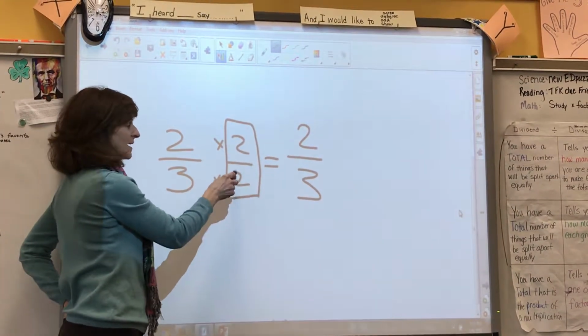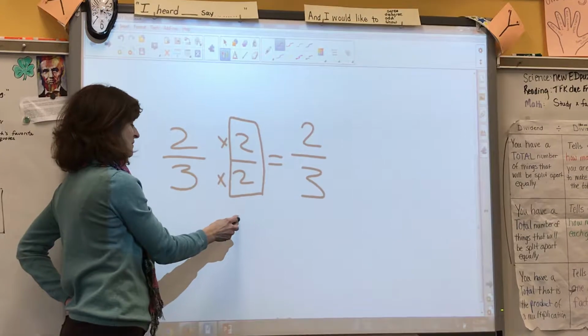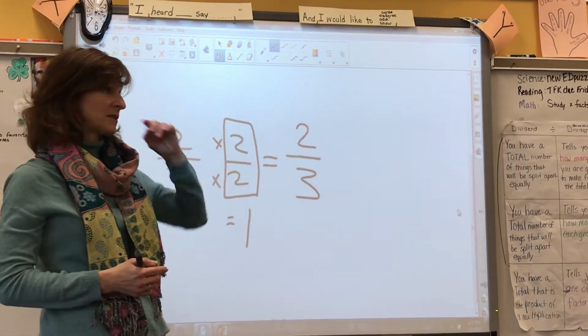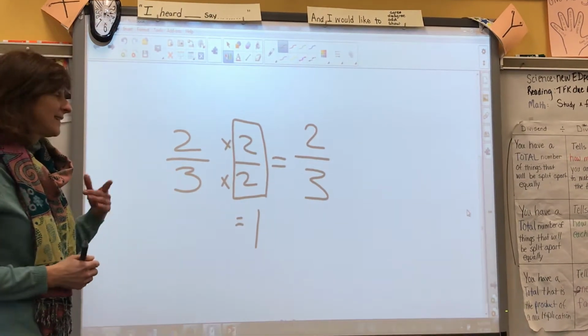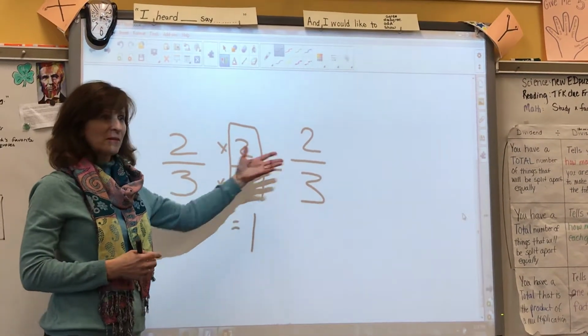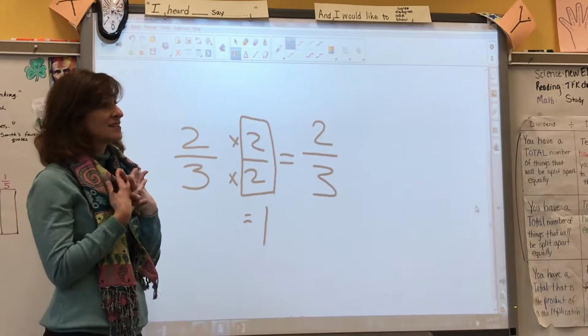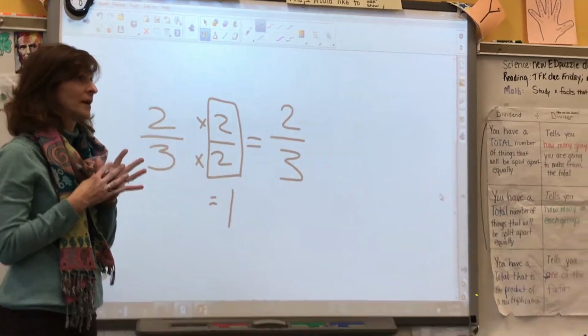They are multiplying times a fraction, but that fraction is equal to 1. So we go back to the identity property, which we've talked about all year. Anything times 1 gives you an equivalent amount or the same amount. It doesn't change anything, it keeps the same identity. And I teach that with the picture of the mirror.